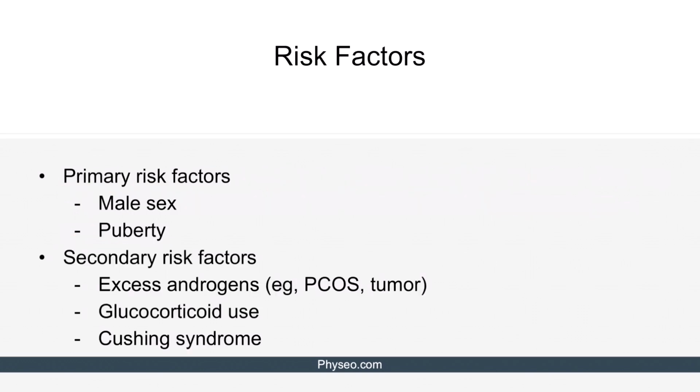The risk factors for acne vulgaris are mostly those things that increase androgen levels. Primary risk factors for this would include male sex and puberty. Secondary risk factors for excess androgens include PCOS, or a tumor of the ovary or adrenal gland. Glucocorticoid use can also result in acne. You may also see this referred to as steroid folliculitis. Finally, Cushing syndrome may lead to acne in some patients.